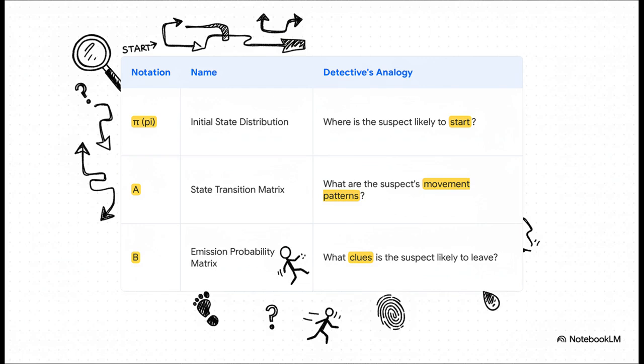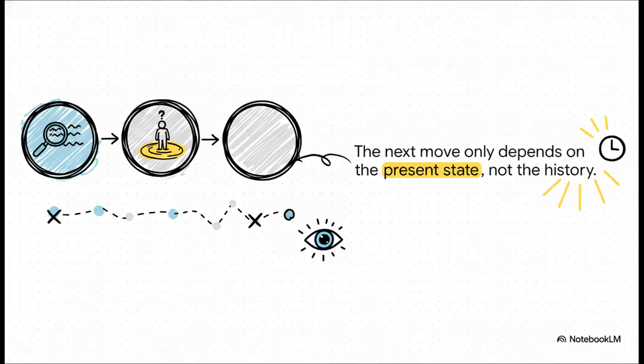Next, there's matrix A, the state transition matrix. This is basically the suspect's MO, their typical movement patterns. If they're in one hidden location, what's the chance they'll move to another? And finally, we have matrix B, the emission probability matrix. This is all about the evidence. If our suspect is in a certain hidden location, what kind of clues are they likely to leave behind for us to find?